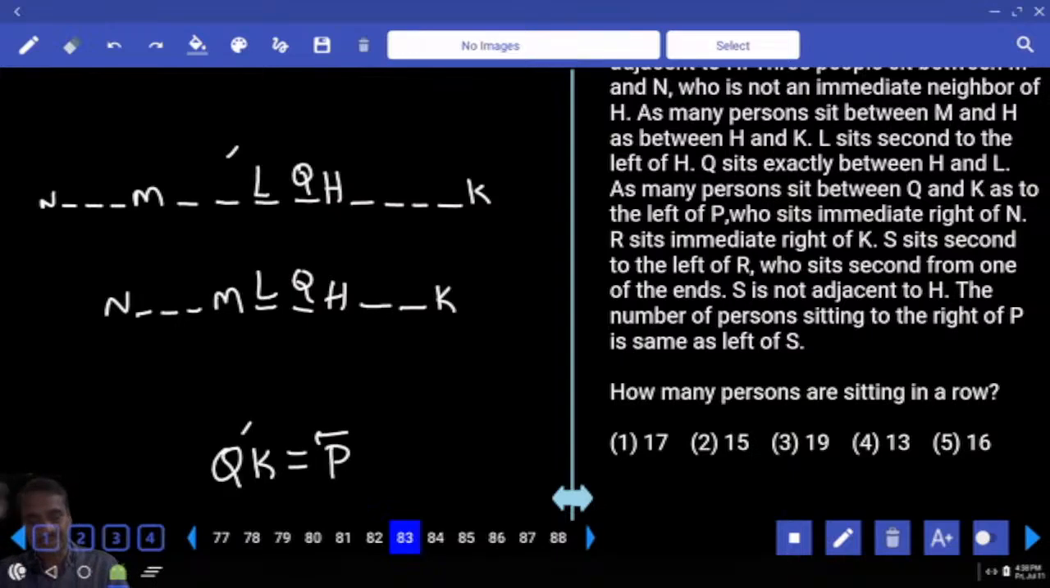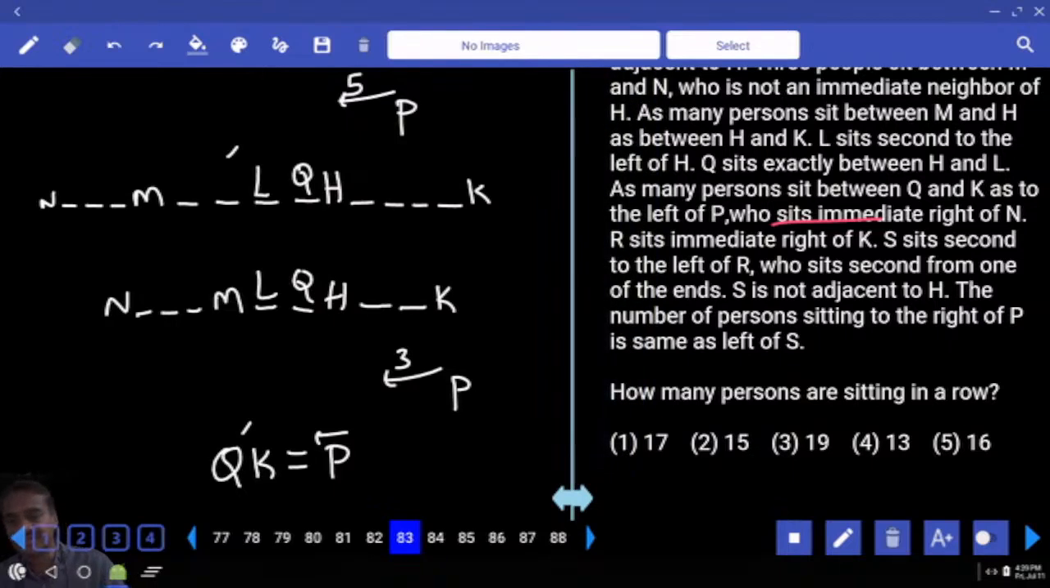Now, in the first case, in between Q and K, how many are there? 1, 2, 3, 4, 5. And to the left hand side of P, how many persons must be there? 5 persons. P must be 6th from the left hand. Now, in the second case, between Q and K, how many persons are there? 3. And to the left hand side of P, how many? 3. That means P must be 4th from the left hand. P can be either 6th from the left or 4th from the left, so we have 2 possibilities.